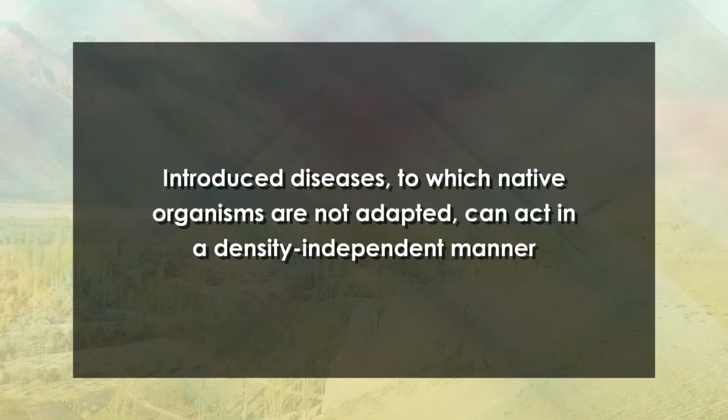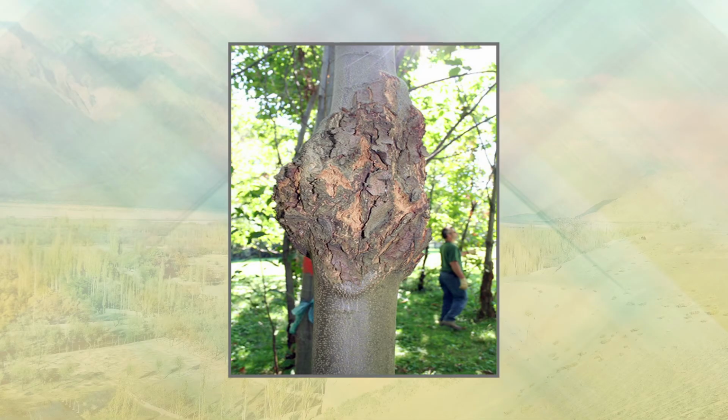It's also worth noting that some biotic factors like introduced diseases to which native organisms are not adapted can act in a density independent manner, since they may kill virtually all their hosts regardless of their density. Such was the case for chestnut blight, which killed nearly all American chestnut trees in the middle of the 20th century. Unlike density-dependent limiting factors, density-independent limiting factors alone cannot keep a population at constant levels.